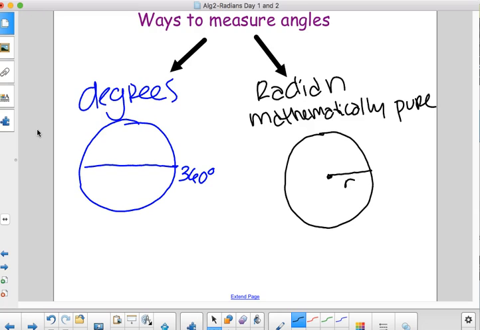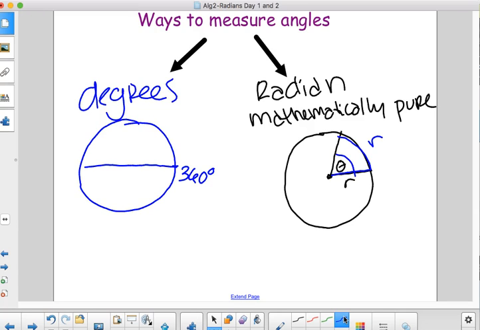So it says create a central angle. So a central angle just means it comes from the middle. And a radius has to fit on the arc that it creates. So this length is the same as the arc's length. So a radian is the angle that is needed right there so that this arc is the same length as the radius. So it's defining an angle based on its radius rather than the sun.